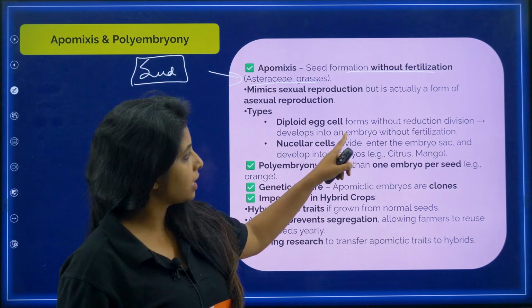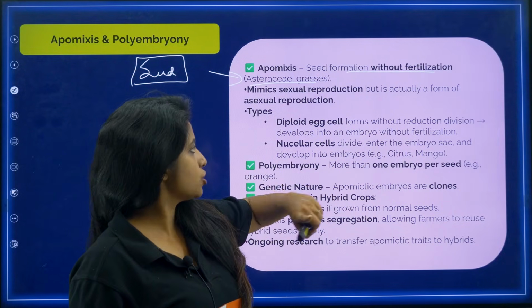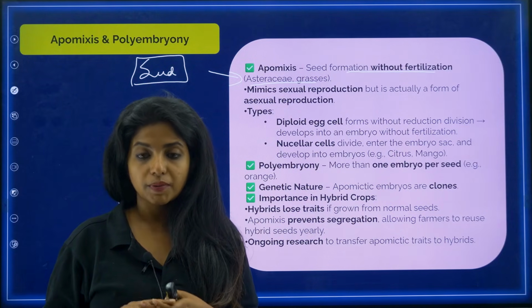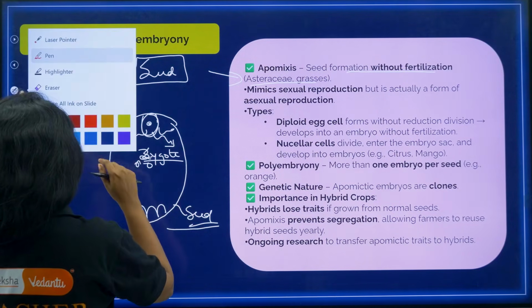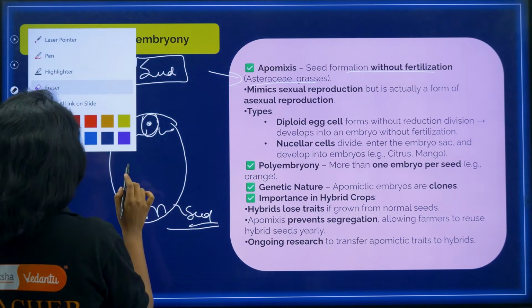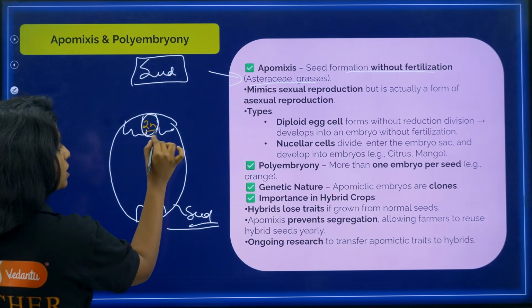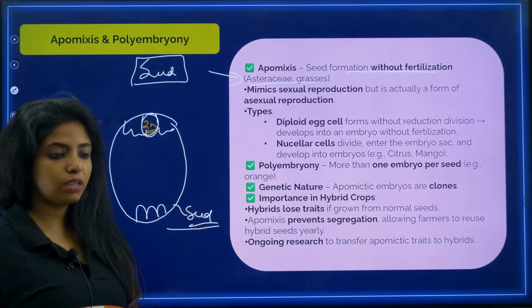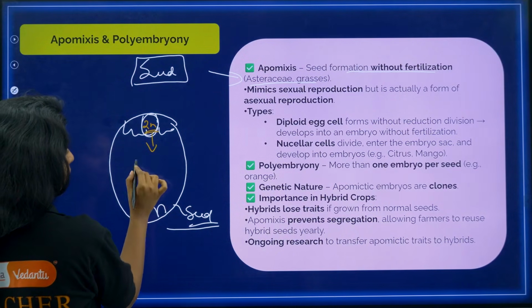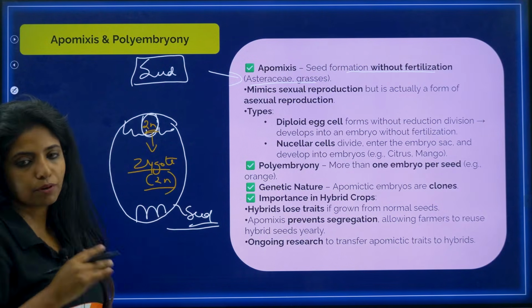Now types: diploid egg cell forms without reduction division, develops into an embryo without fertilization. Okay, so there are two reasons how it can happen. The egg cell which is there, my dear children, it might have formed in diploid state only. It didn't undergo all the divisions to form haploid. It was diploid, and this diploid egg cell is going to give rise to a zygote, because you know zygote is also diploid. This is a process that happens.